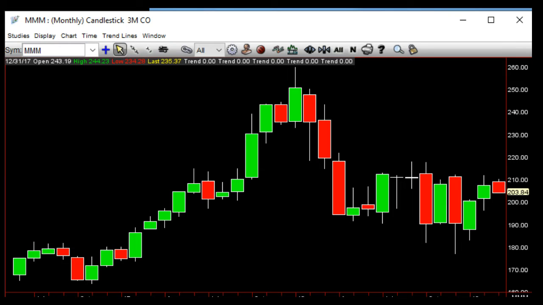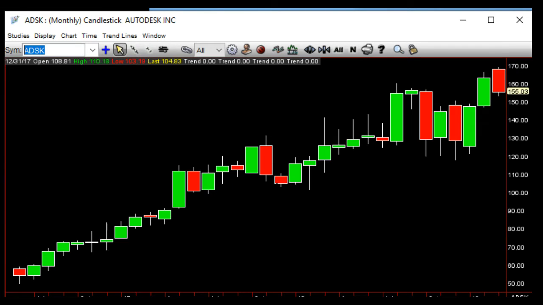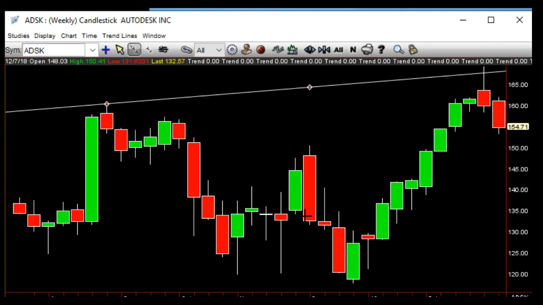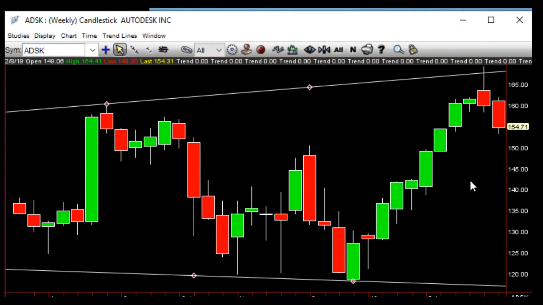Autodesk, more of the high flyers. Potential 3-month, looking for continuations to take this out if we keep getting hit. The weekly, there's your 3-2. Yep, 3-2 to the downside, back through the previous range. Broadening formation, like so.